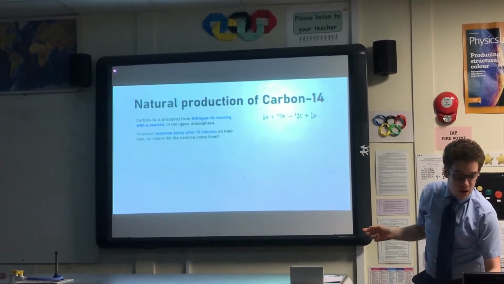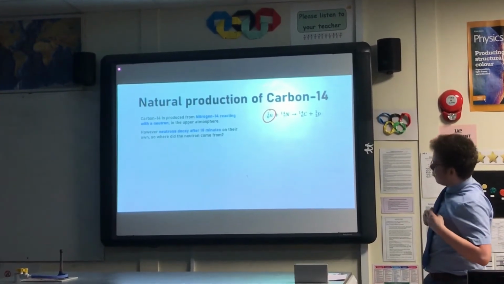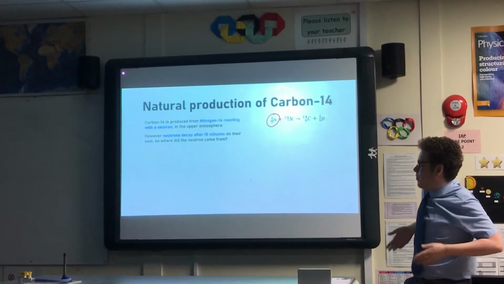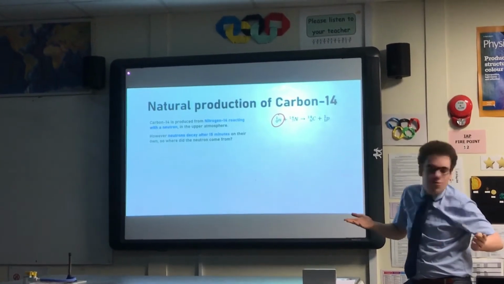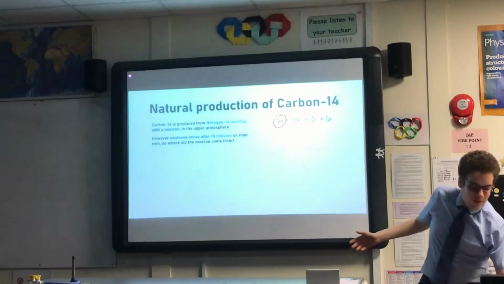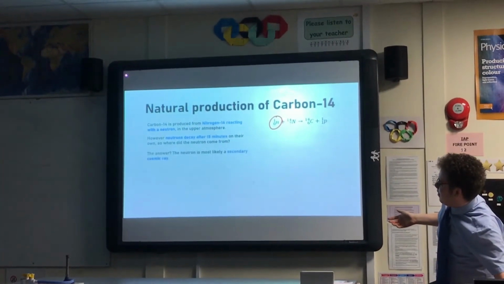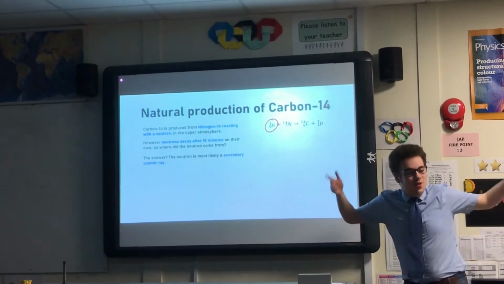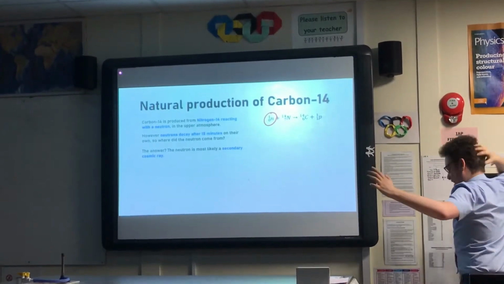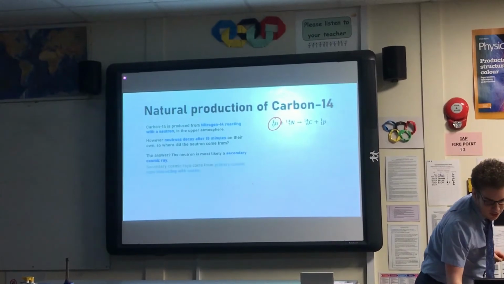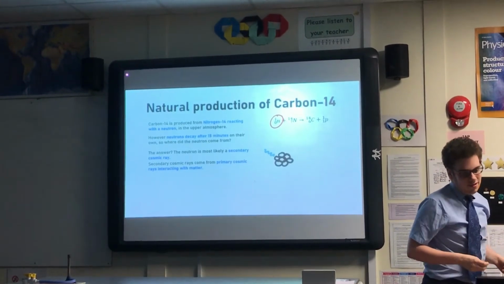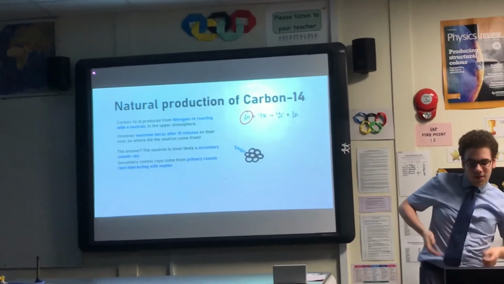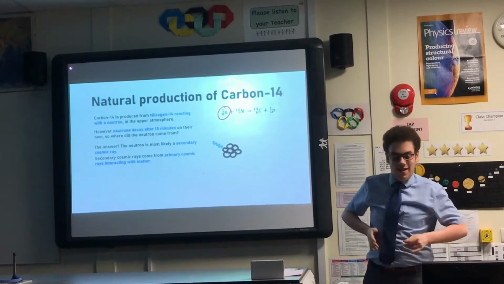Neutrons decay into protons after about 50 minutes. So where did this neutron come from? Well, it's in the upper atmosphere. The neutron could be a secondary cosmic ray. So here comes our link. Secondary cosmic rays come from primary cosmic rays interacting with matter.